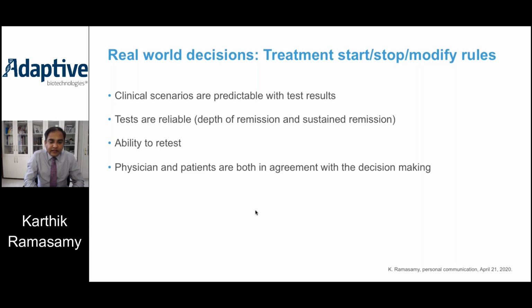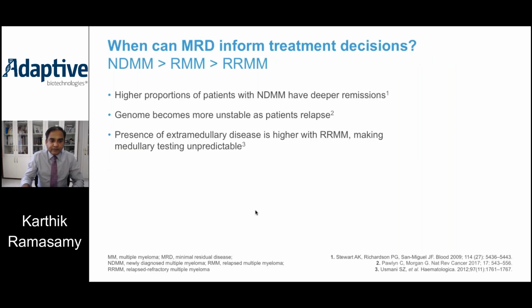We need tests which we are able to reapply, with the ability to retest patients at different time points, particularly the point that was being made by Bruno about sustained MRD negativity. And this would really help us work with our patients, get into an agreement, and therefore make decisions at the key time points for these patients. So let's take MRD as the test of interest here, and how can that inform treatment decisions?